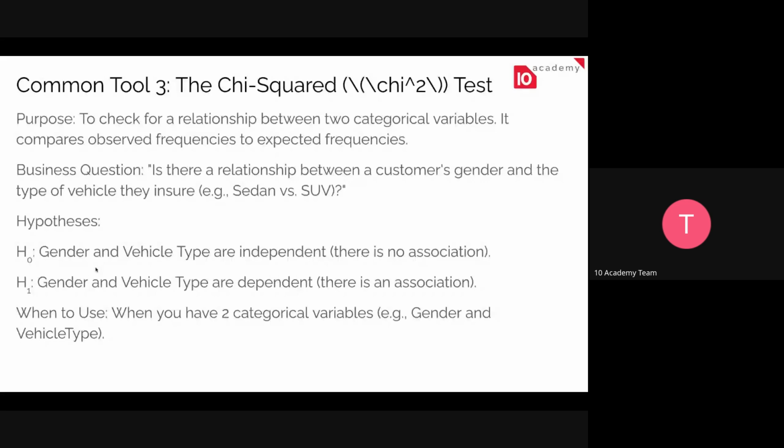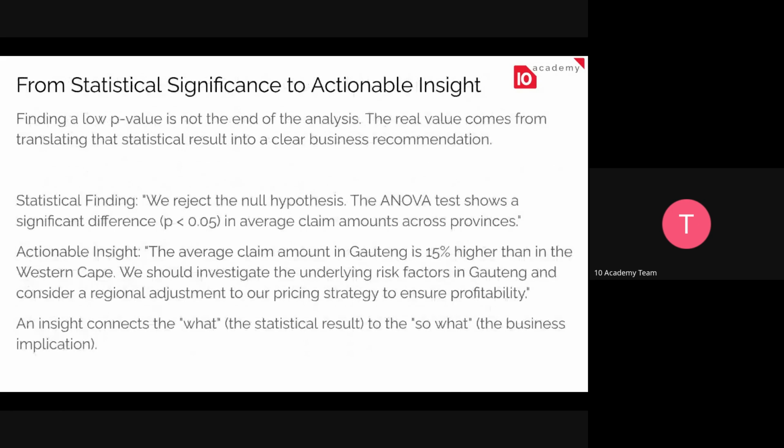So gender and type being independent, there is no association, is going to be your null hypothesis. And dependent is going to be the alternative hypothesis. So when to use it: when you have two categorical variables, for example, gender and vehicle type, you may use this one, in the absence of numerical variables.